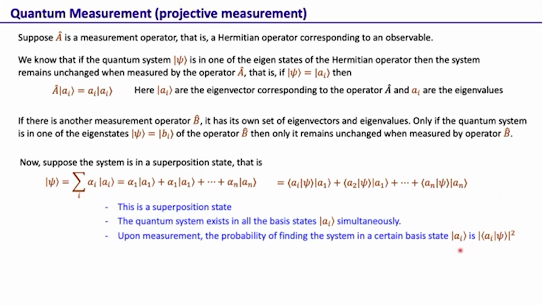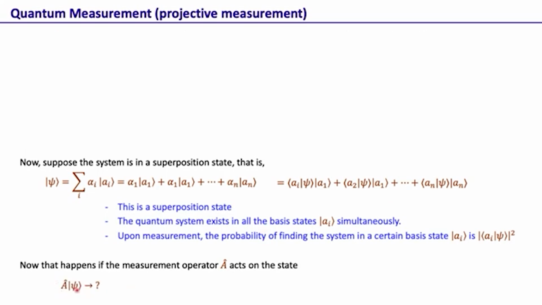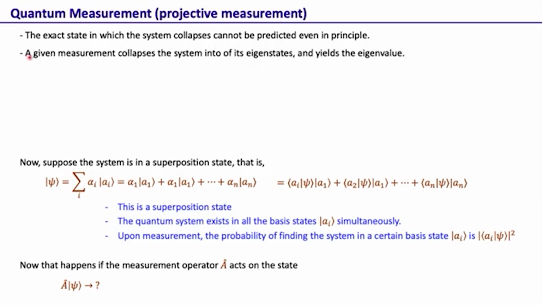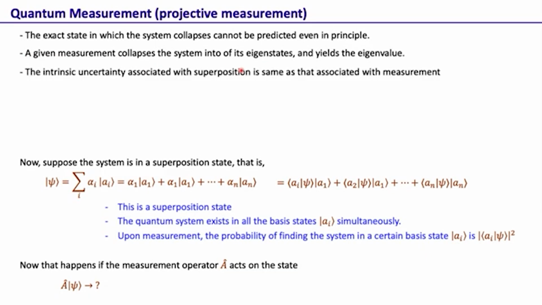This we already know. Now, what happens if the measurement operator A acts on this state, which is not an eigenket but a superposition state? That's the state and that's the measurement operator. Of course we know the system will collapse, but the exact state in which the system collapses upon this measurement cannot be predicted even in principle. A given measurement collapses the system into one of its eigenstates and yields the eigenvalue.